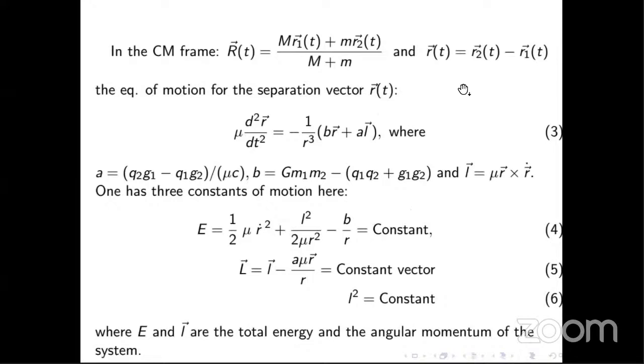And one can easily prove there are constants of motion: the total energy and the orbital angular momentum. From that, you have to subtract the contribution of the electromagnetic angular momentum, which is proportional to the unit vector that connects the two dyons, and the square of the orbital angular momentum is also a constant. And next slide, please.